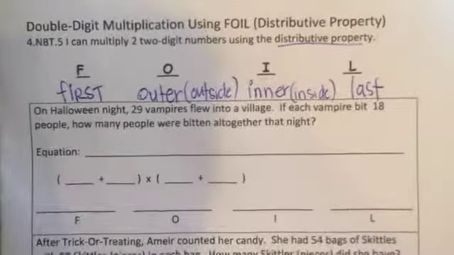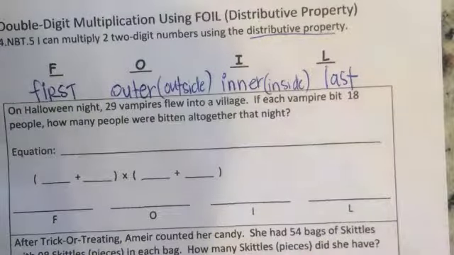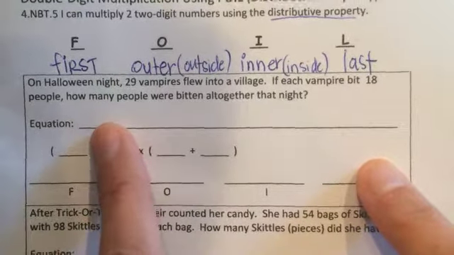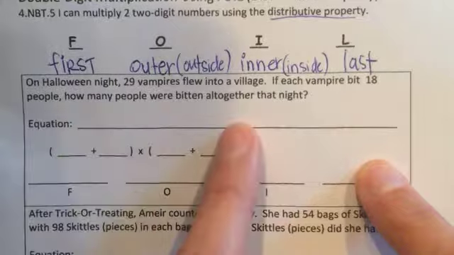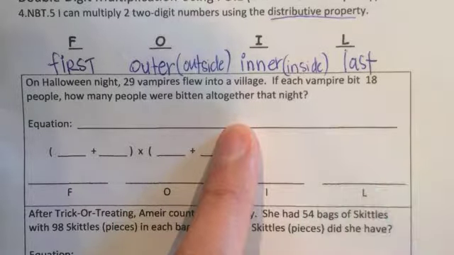Now that we have all of these written down, we're going to solve a problem, and I'm going to show you how we can use the FOIL method to help us figure it out. So here we go. On Halloween night, 29 vampires flew into a village. If each vampire bit 18 people, how many people were bitten altogether that night? The first thing I want you to do is underline the important words in this word problem.